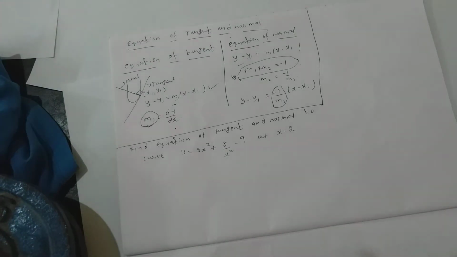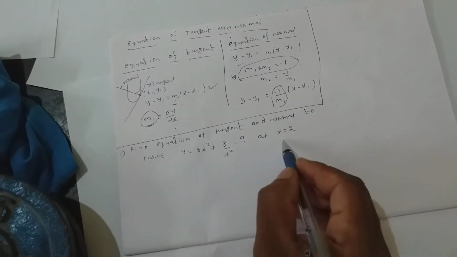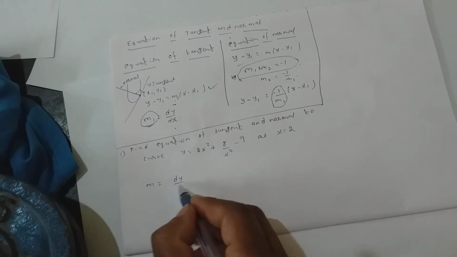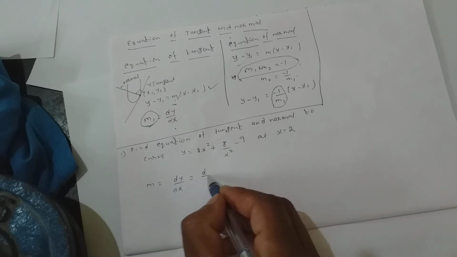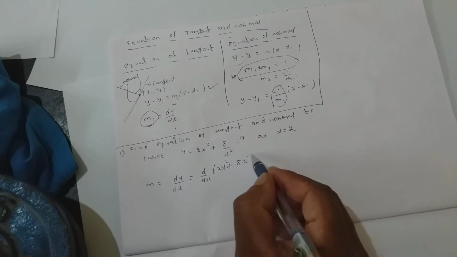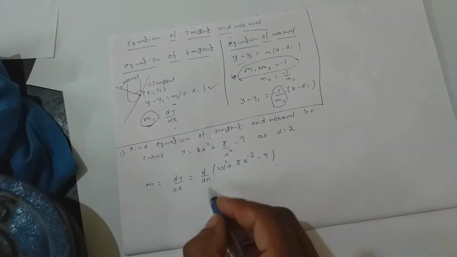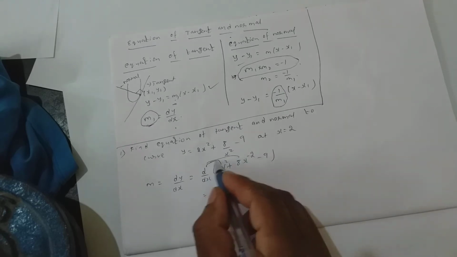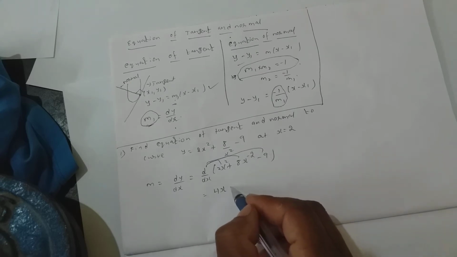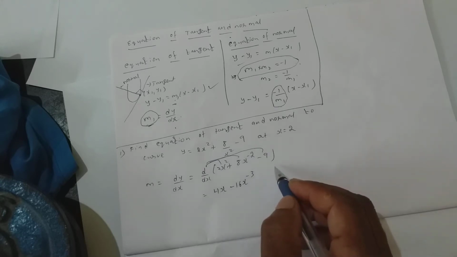Let me explain this with the help of an example. Find the equation of tangent and normal to the curve at x equal to 2. Let us find the slope of the tangent first, which is dy by dx, which is d by dx of 2x square plus 8 into x power minus 2 minus 9. I have brought this x square to the numerator. Now this gets applied to each term. 2x square gives 4x, 8 into x power minus 2 becomes minus 16 into x power minus 3. And for minus 9 it is 0.